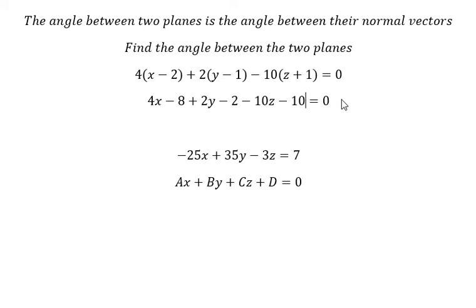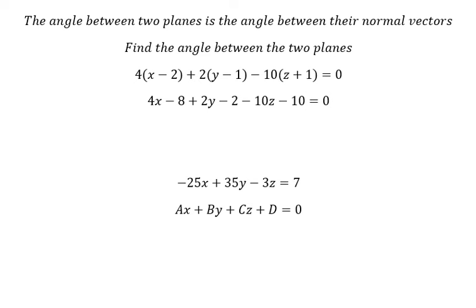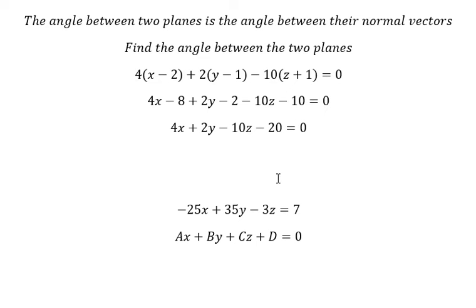And now we will have 4x plus 2y minus 10z, and we have negative 20. Later we divide both sides by 2.